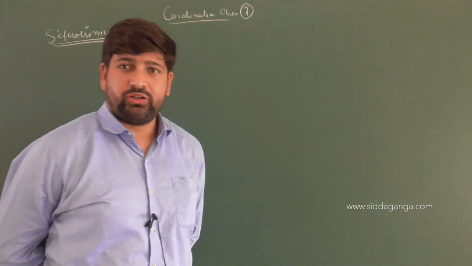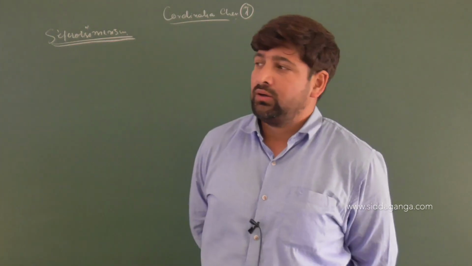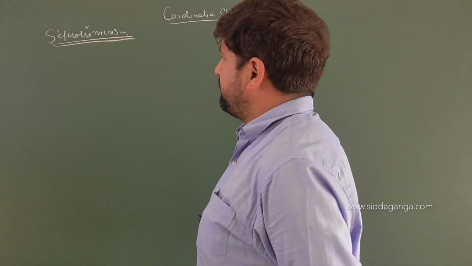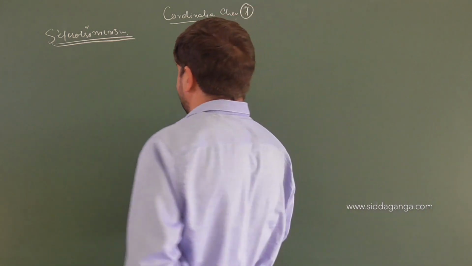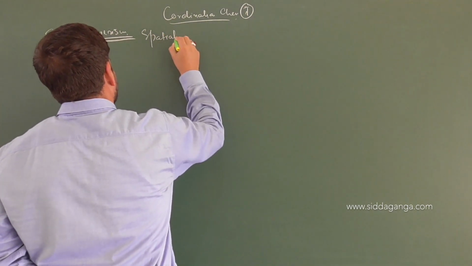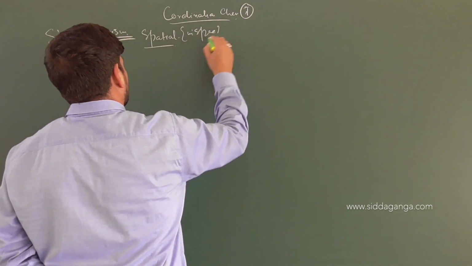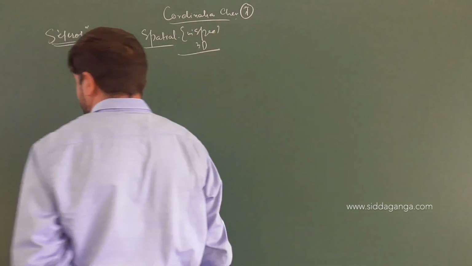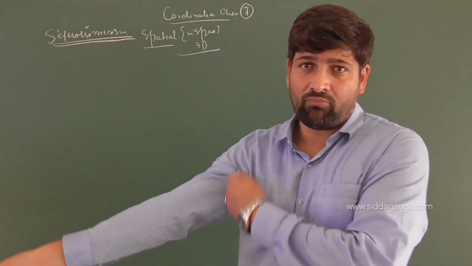Stereoisomerism. What are stereoisomers? Last time we defined it. Stereoisomers are the different property containing molecules obtained by the spatial arrangement. Spatial, that's in space. That is the three-dimensional arrangement of atoms with respect to a reference.